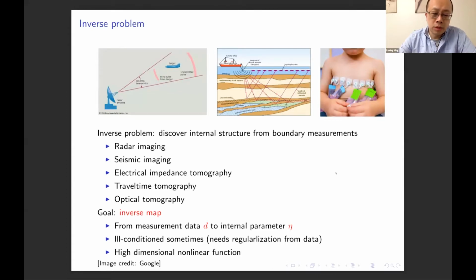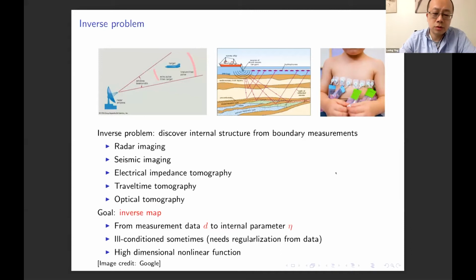Okay. So mathematically, as I said, let's make it a little bit more precise. Mathematically, the inverse problem is trying to take the measurement data, denoted by D throughout this talk, and figure out what the internal parameter is, denoted by eta in the rest of the talk. Depending on the inverse problem that we're working on, often the problem itself can be fairly ill-conditioned, especially when you're working with low frequency waves or elliptic equations. Therefore, typically we need a little bit of regularization during the inverse problem process. This is the one main challenge.